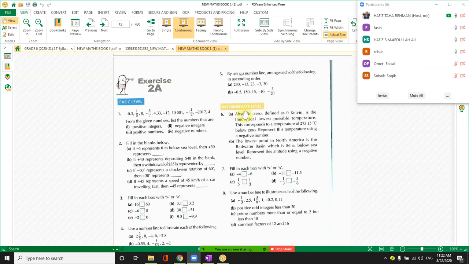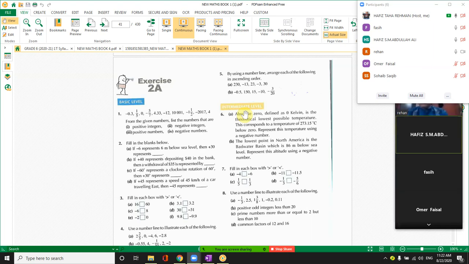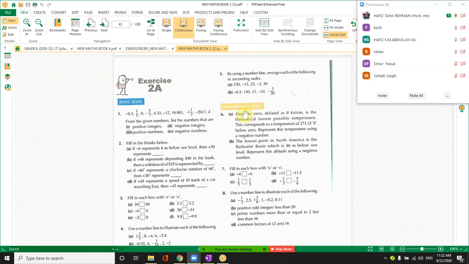Okay? So we need to draw the number that is absolute zero. Absolute zero is 0 Kelvin, and 0 Kelvin is the temperature that is below 0, at 273.15. So below 0 means, is this a positive number or negative number? Negative.